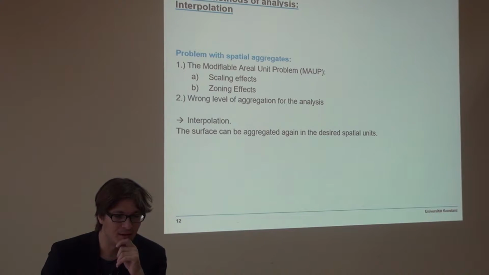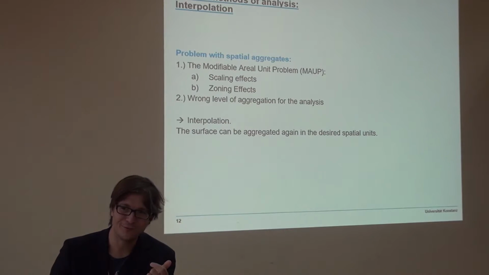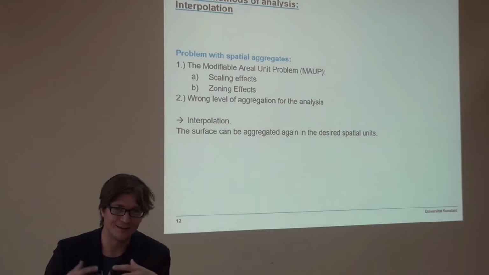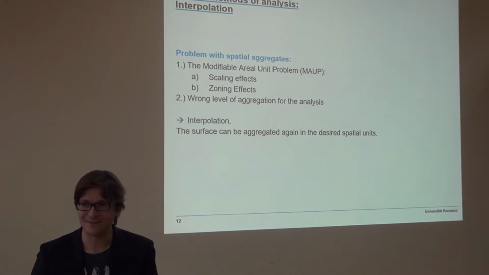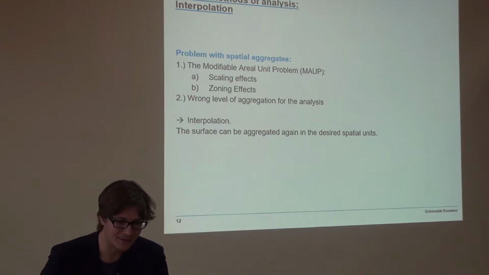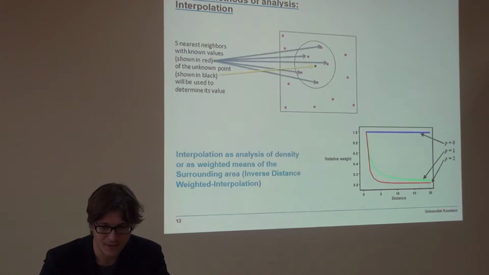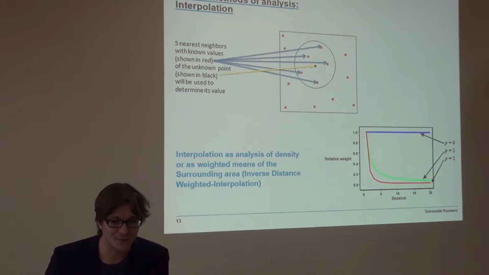And sometimes you just have the wrong level of aggregation for your analysis. For example, you have information about zip codes, but you want cities or neighborhoods, so it doesn't fit your level of aggregation. One solution can be spatial interpolation, and then you can aggregate the surface again in the desired spatial units, but that's probably not something you need all the time. So what's the idea behind spatial interpolation?